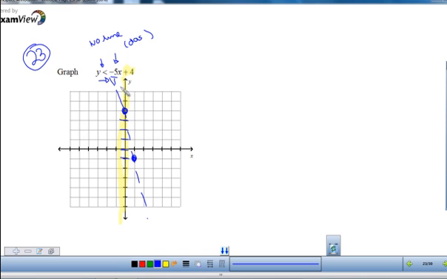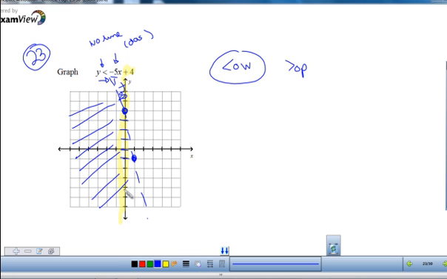Okay. Remember that this is the top of the line. Since it's less than, remember there's two ways it can be. It can be less than, which means you're going to graph the lower part. Greater means you're going to graph the top. So since it's less than, I'm going to shade the bottom part of the line. So that would be my graph.